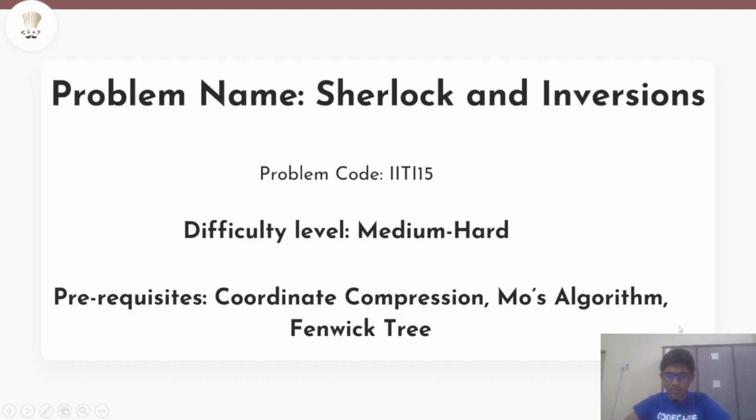So today's problem is Sherlock and inversions. This problem is an excellent problem which teaches you how to use coordinate compression, Moore's algorithm and Fenwick tree all together. And basically we are going to be using a Fenwick tree data structure in the Moore's algorithm routine as a supporting data structure, and we are going to be using coordinate compression after we input the array. So we are going to coordinate compress the array, and that's how these three ideas are going to be used.